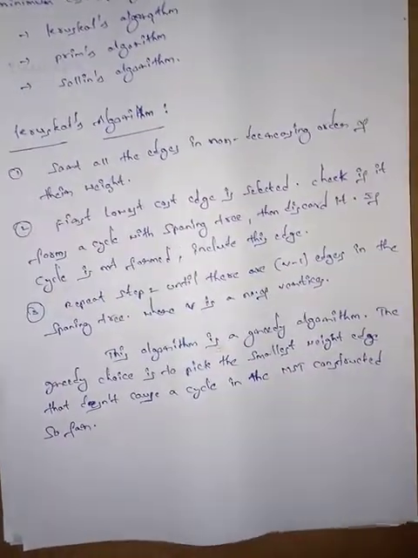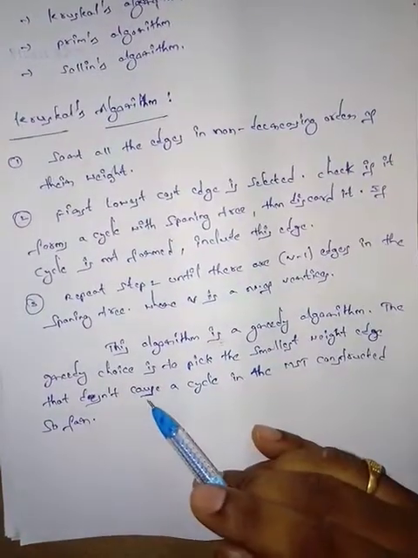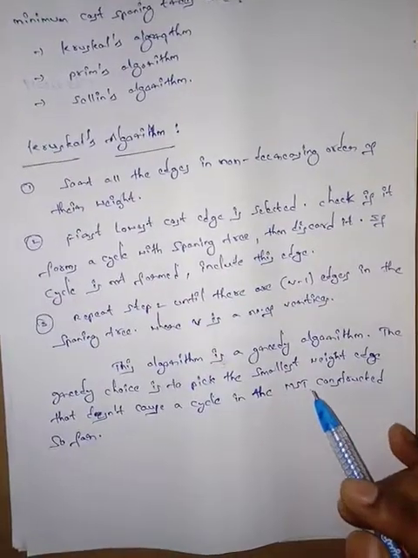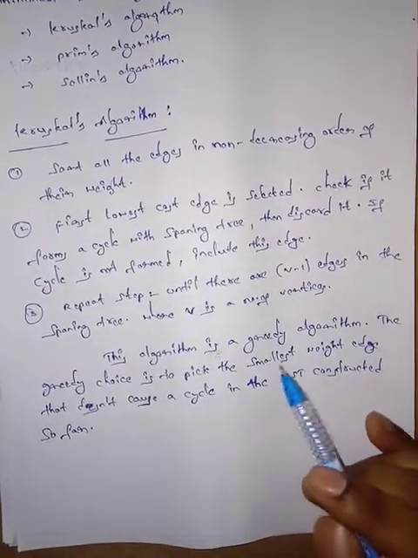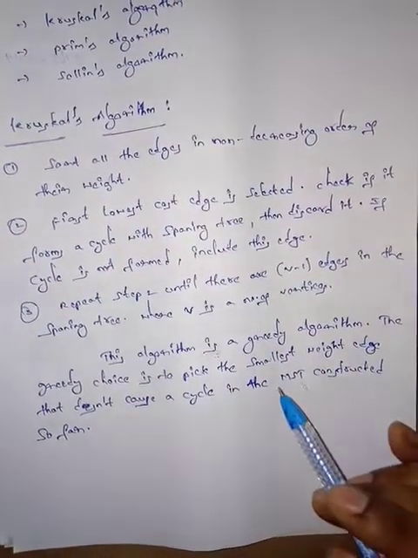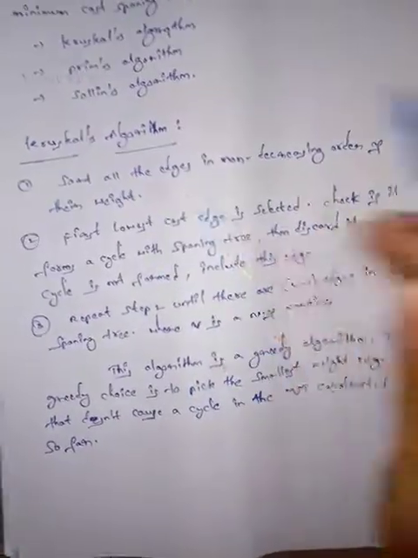This algorithm is a greedy algorithm. The greedy algorithm is used to pick the smallest weight edge that does not form a cycle in the minimum cost spanning tree. I am explaining this procedure with an example.